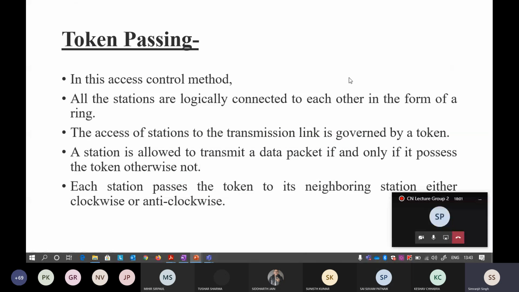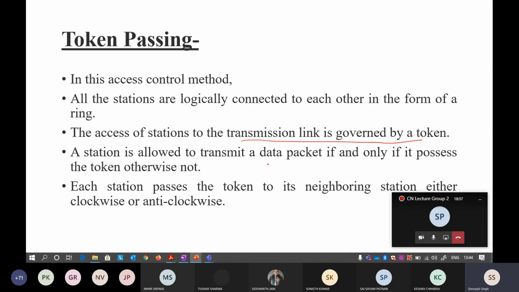Now we come to token passing. I think I have told you what token passing is, but there is some text given here so you can easily understand. It is an access control method. All the stations are logically connected to each other. The access of the station is governed by the token. Whichever station has the token will be able to transmit, and the token will always be one in a ring. If any station has one token, then this particular technique is efficient.